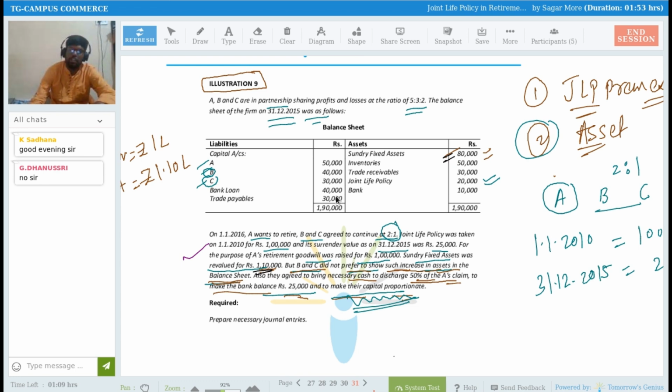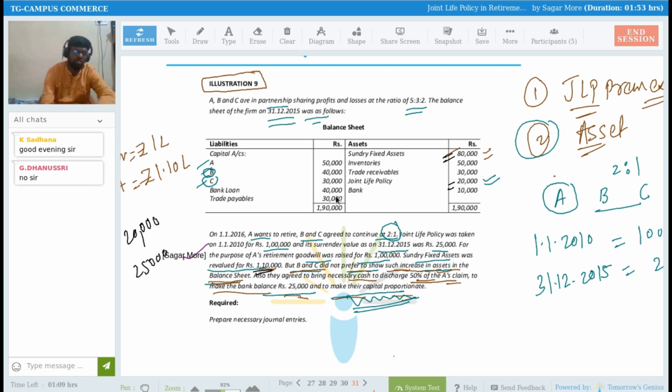And we know that whenever there's a retirement of a partner, we have to consider surrender value, right? And its surrender value is how much? So at present, surrender value is nothing but market value. Market value of your joint life policy is one of the assets. Book value is 20,000 rupees and surrender value is 25,000 rupees.